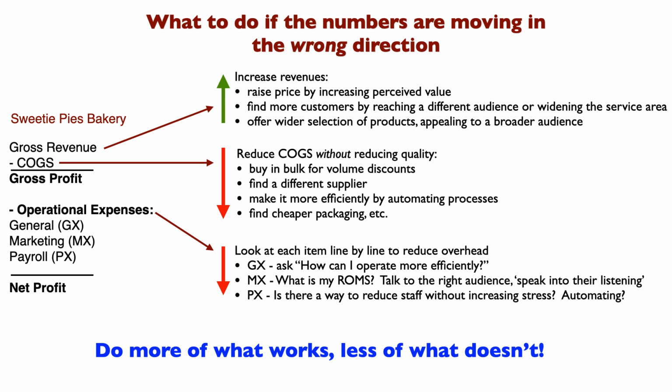So that if she increases gross profit by doing any or all of those top actions that I've listed there, and decreases operational expenses in some way, then mathematically net profit must increase. She can then do more of what works and less of what doesn't. Focusing on that net profit is the key.